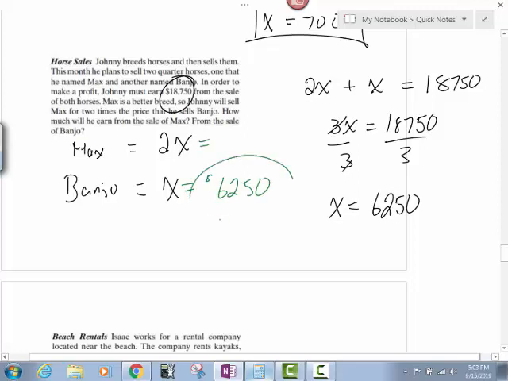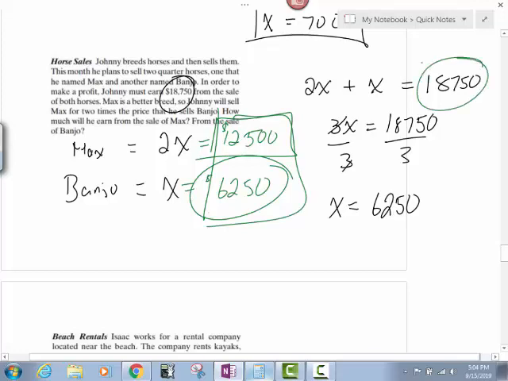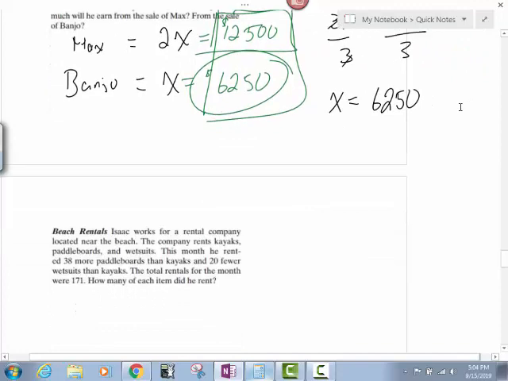So guys, if we take our calculator and we take that number and multiply it by 2, we should end up with 12,500. That's how much Max should bring in. Okay, and if you notice, if we were to add these 2 numbers together, we'd end up with our 18,750, right? All right.